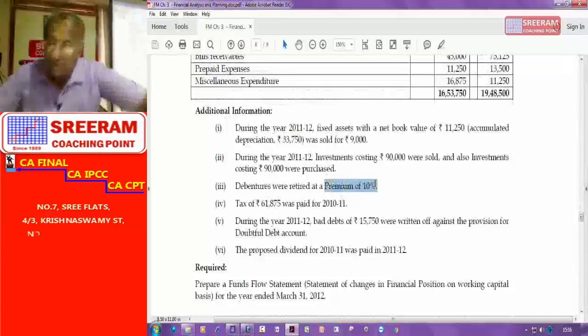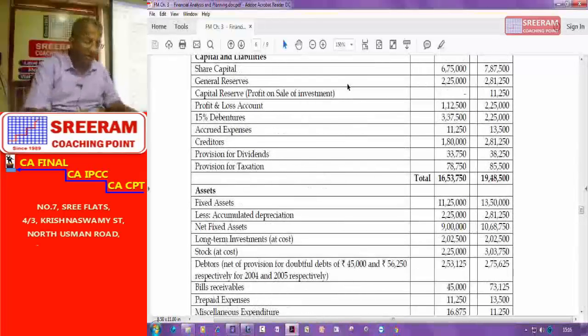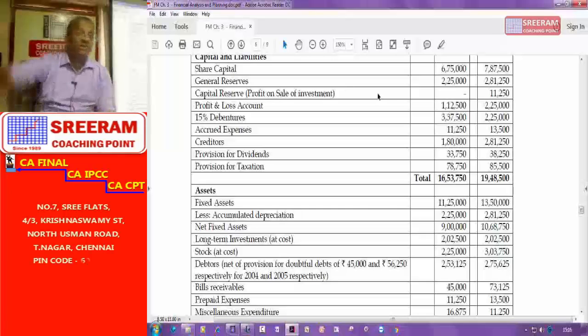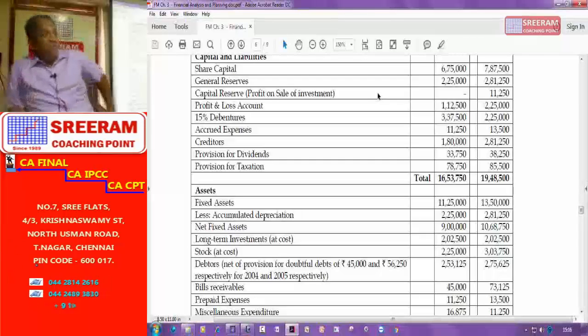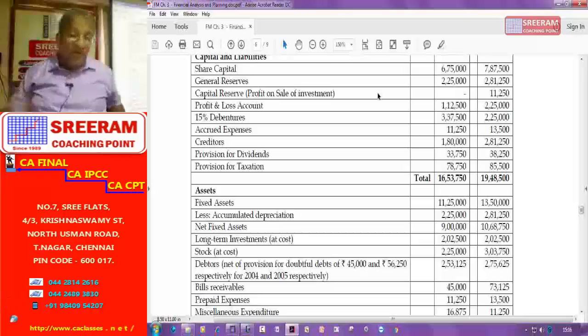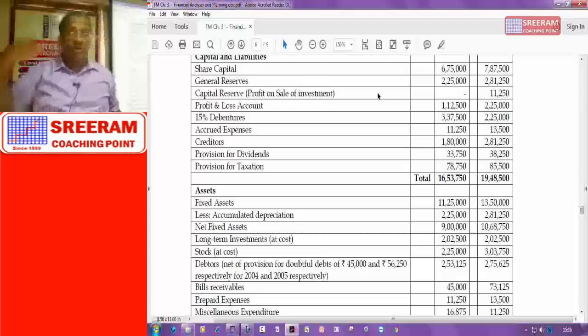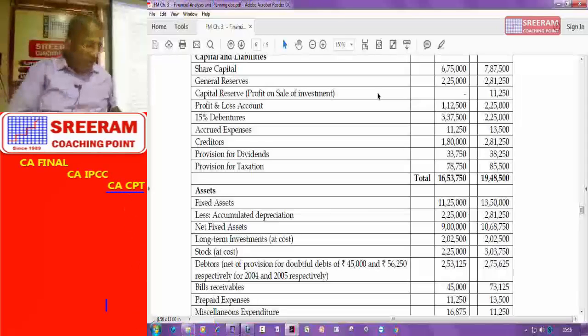So 1,12,500 into 1.1, so 123,750. In your application side, you got to show 123,750 as an outflow, but the extra sum that you are paying, somewhere you got to adjust. So in P&L account they would have adjusted. So how in P&L account we are adding so many items? In adjusted P&L account, you take up the extra sum. What is the extra sum?